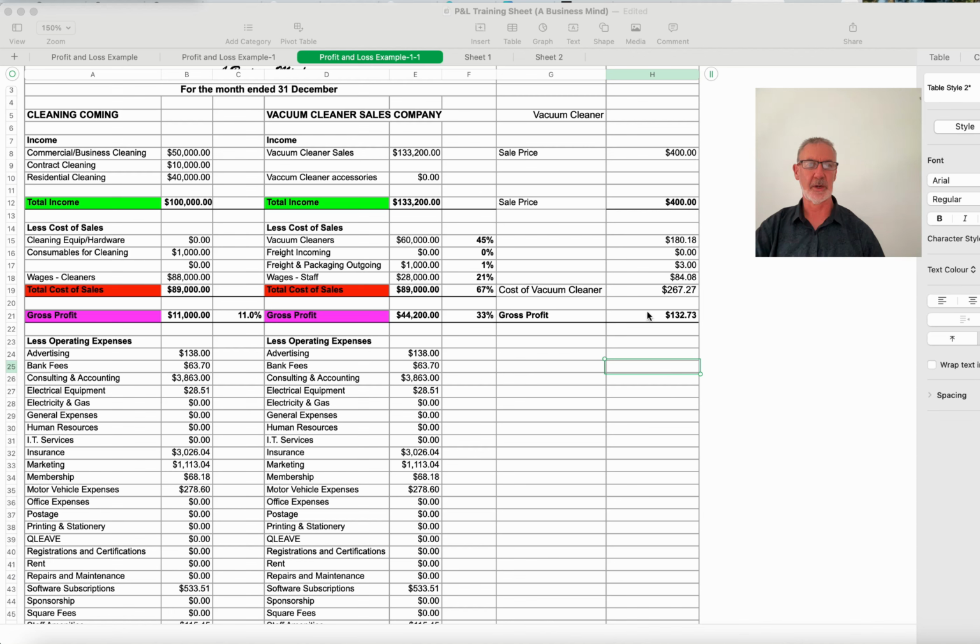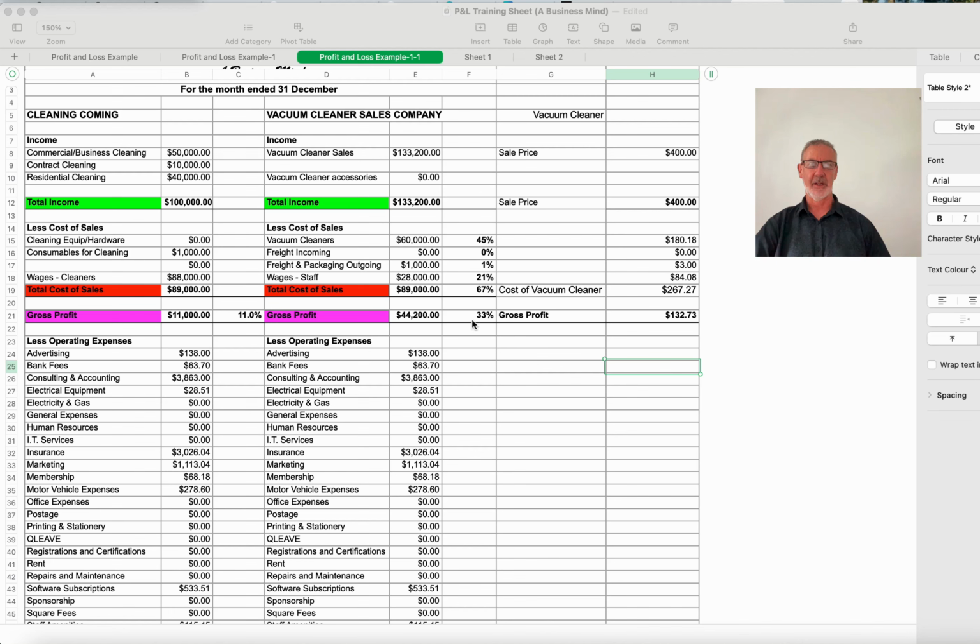So you can see how it quickly changes. This used to be 11% gross profit, now it's 33. So that's more heading in the better direction of your total gross profit and profitability overall. So instead of making 11,000 like we were going to on 100,000, by increasing our vacuum cleaner to $400, we're now making gross 44,200. So if you get this part right, then the rest will take care of itself.